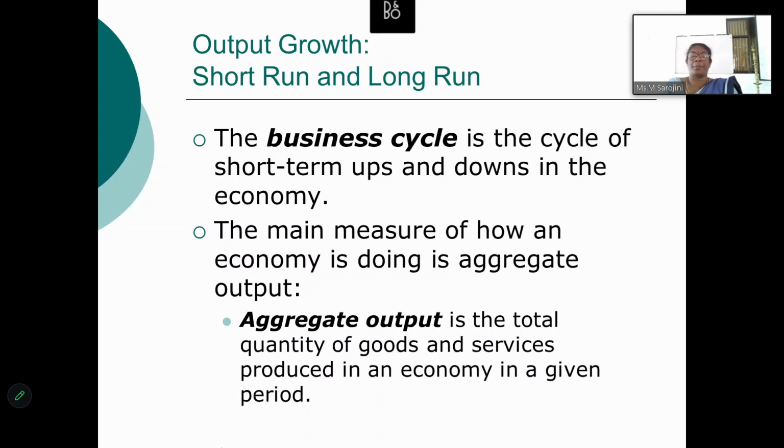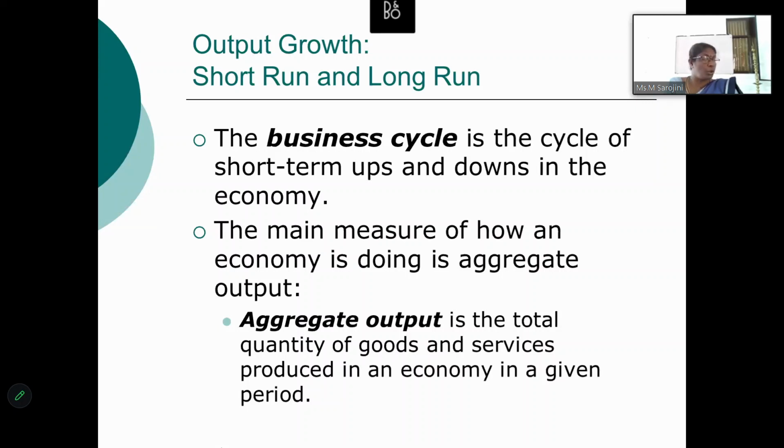Before COVID-19, we had some improvement in our GDP or output growth. After COVID as well as the economic crisis, our output growth comes down. The main measure of how an economy is doing is aggregate output. The aggregate output is the total quantity of goods and services produced in an economy in a given period.